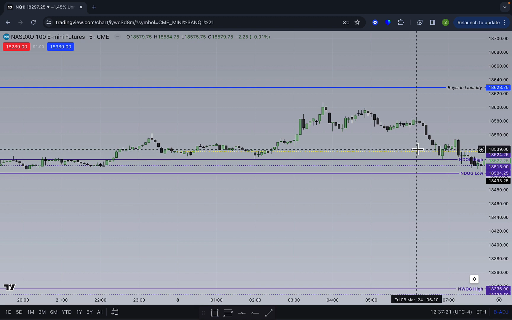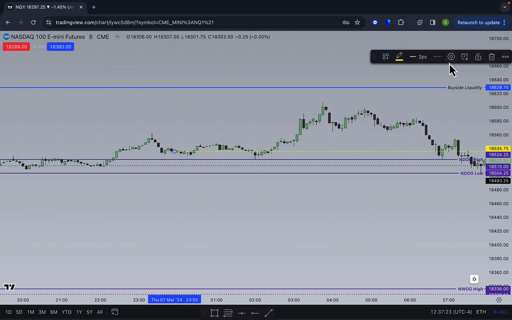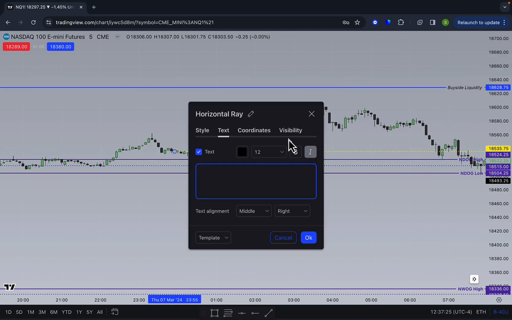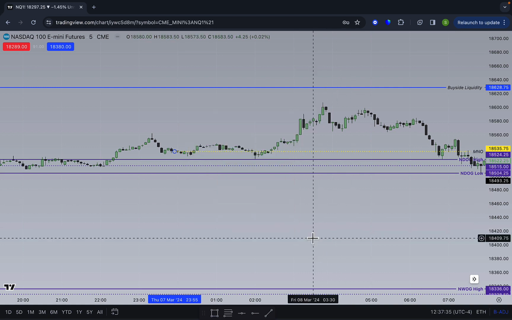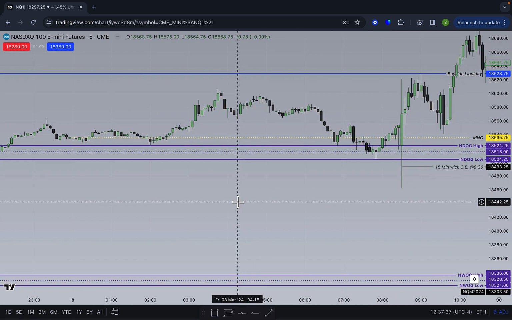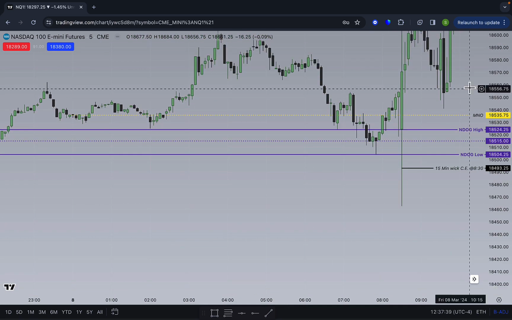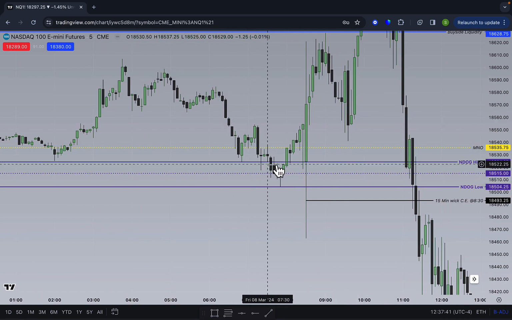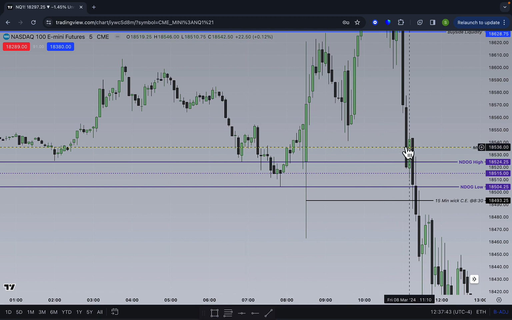That is our midnight open. That is something that you do want to use, and you will have the highest form of probability if you are looking to go long, buying under midnight open. If you're looking to go short, you want to be short and above midnight open, okay? So that is for notes. So that's going to be that yellow dotted line. That is our midnight open.